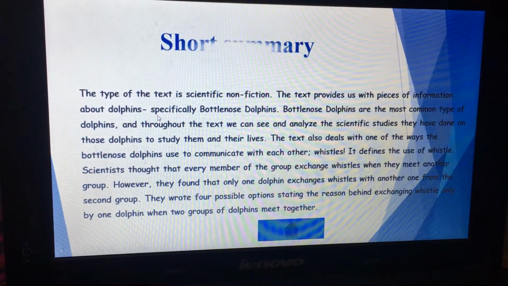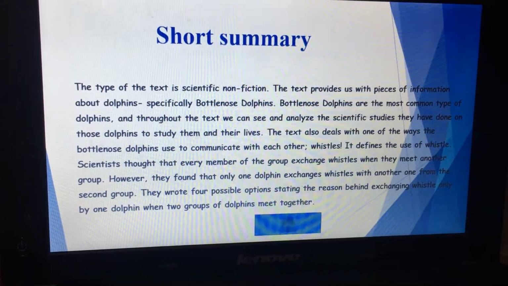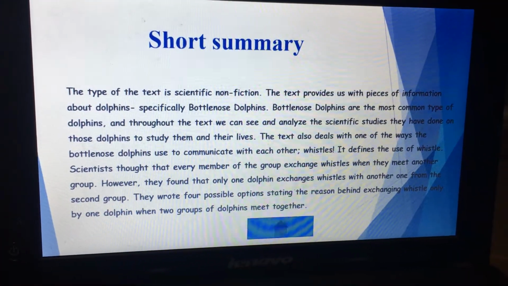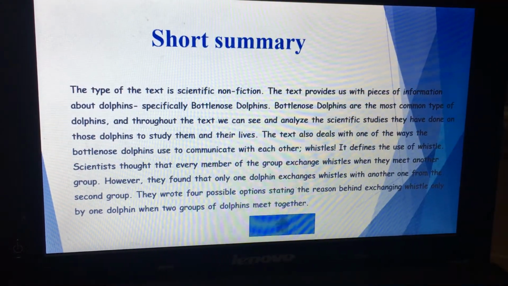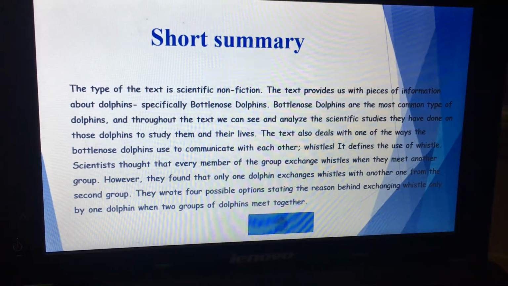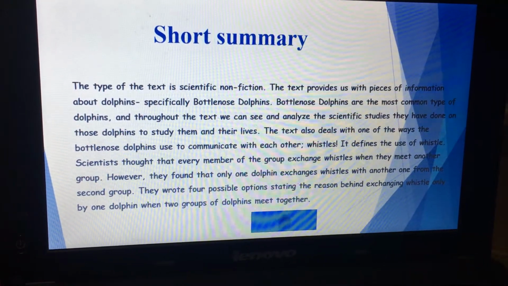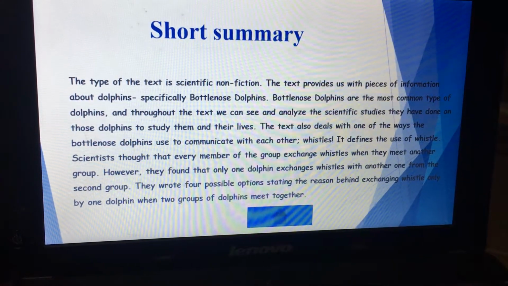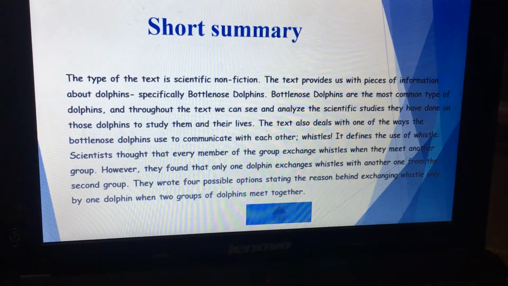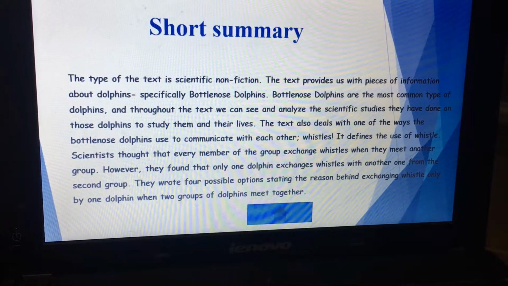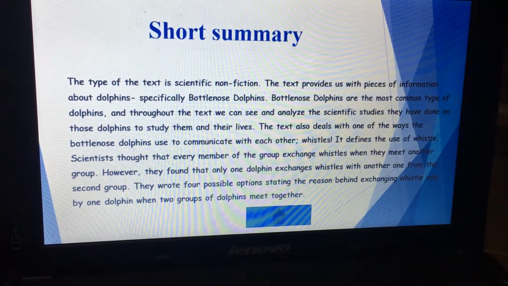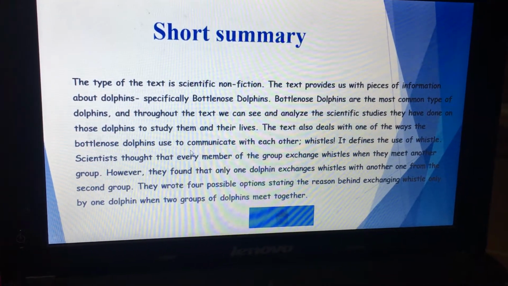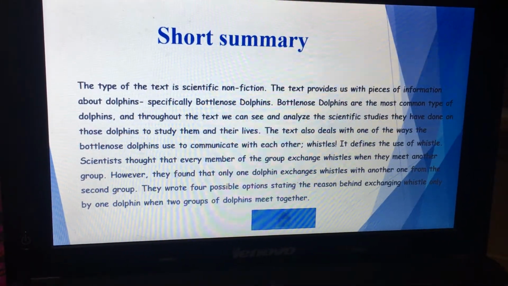As we know, the genre or the type of the text is scientific nonfiction, which means that it is a realistic text. It provides us with pieces of information about dolphins, specifically bottlenose dolphins. They are the most common type of dolphins, and throughout the text we can see and analyze the scientific studies that they have done on these dolphins to study them, as well as studying their lives. The text also deals with one of the ways the bottlenose dolphins use to communicate with each other: whistles. It defined the use of whistles.